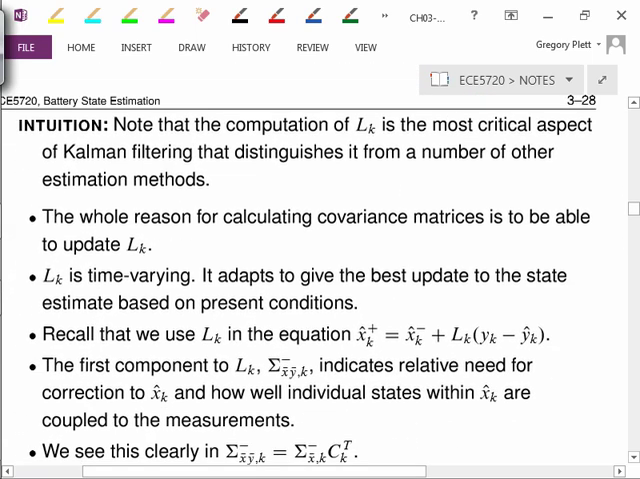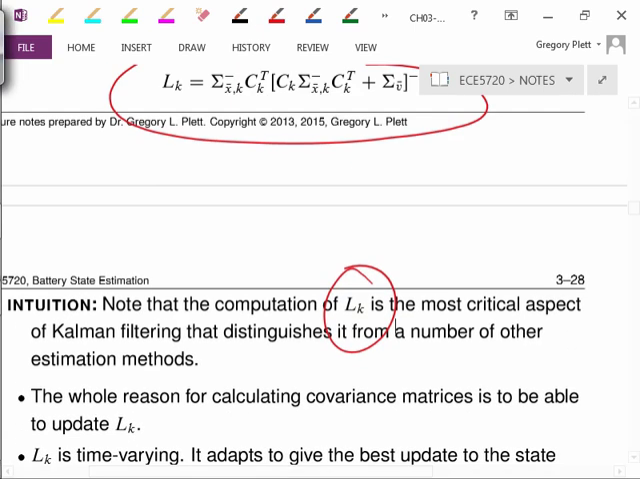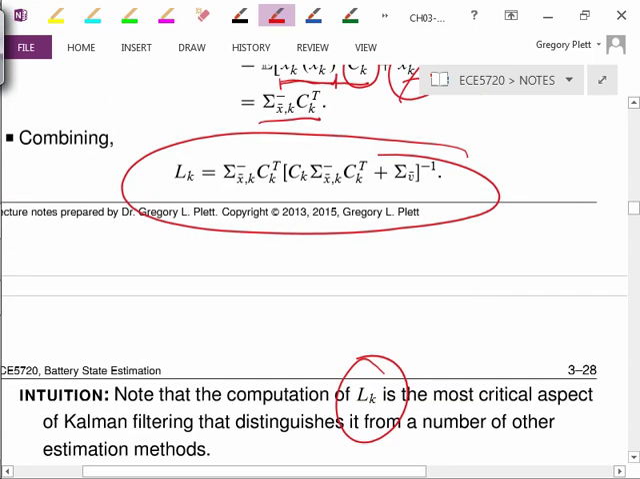The computation of this Kalman gain is really the most critical aspect of Kalman filtering that distinguishes it from other estimation methods. There's other feedback methods like Luenberger observers, and there's various different things that could be used to estimate a state, but the Kalman filter is optimal, and what makes it optimal is how we are computing this gain. We want a good filter, we want an optimal filter, so we compute this gain carefully, and we note when we derive it, there's the computation.